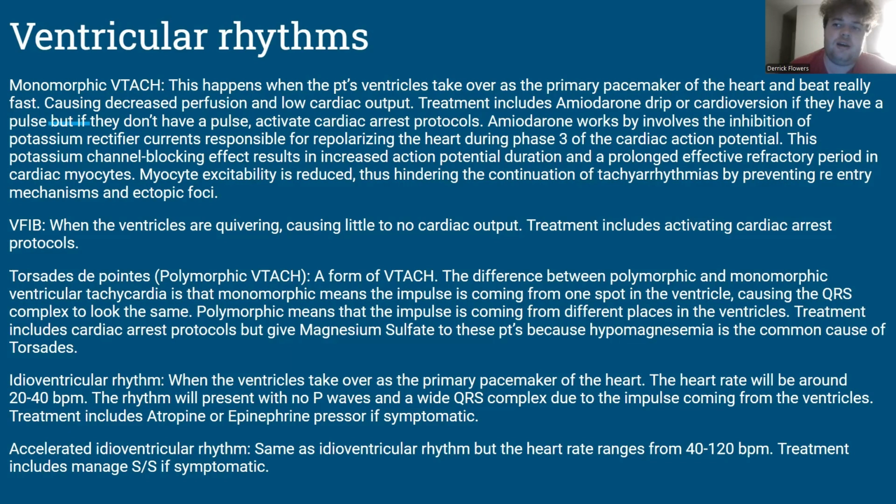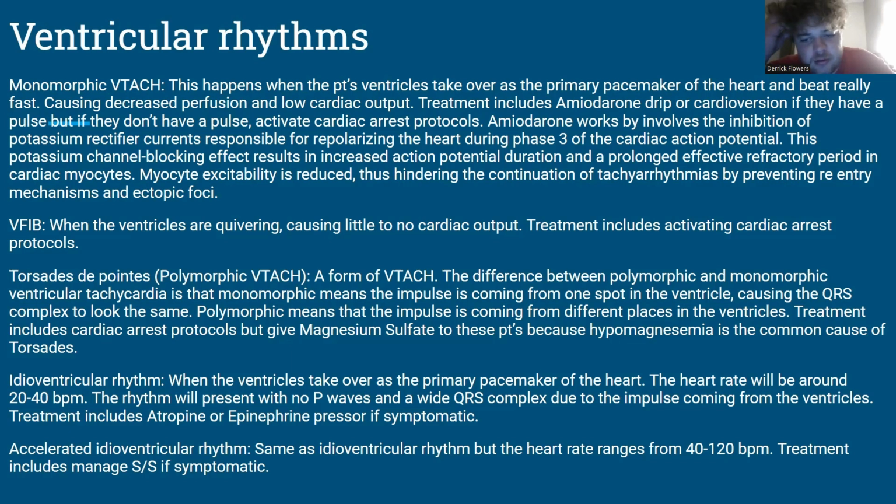This is polymorphic VTAC. This is a form of VTAC. Basically, it's the same thing as VTAC. The difference between polymorphic and monomorphic VTAC is that monomorphic, the impulse is coming from one spot in the ventricle the entire time. This causes the QRS complex to look the exact same every time. I'll show you. Polymorphic means the impulse is coming from different places. The QRSs are going to look different. Treatment for this is cardiac arrest protocols, but give MAG to these patients. Hypomagnesemia is the most common cause of torsades, so give MAG to these patients.